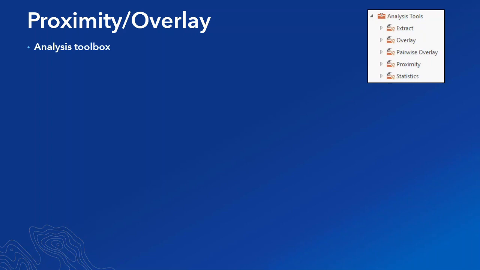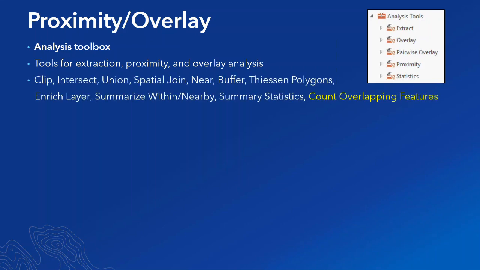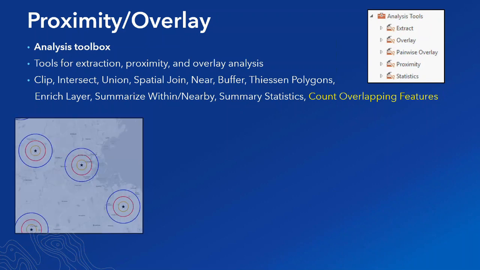So let's start with the most fundamental types of analysis: proximity and overlay tools. These tools help you answer questions like, what is nearby or close? What things are within other things? And where do things tend to overlap? So these tools fall in the analysis toolbox, and they do things like feature extraction, clipping, proximity and overlay analysis, intersects, union, spatial joins, your standard buffers, summarization, summary statistics, etc.